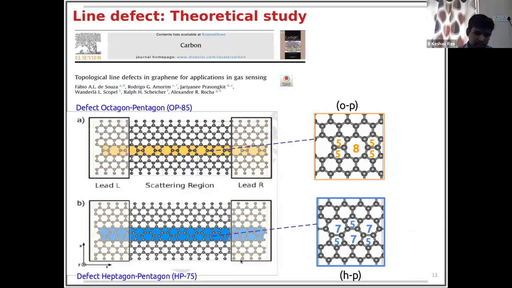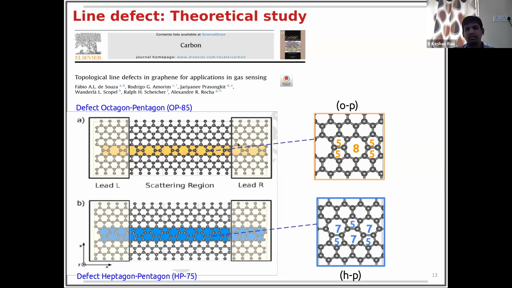So here a line defect is considered. This is called a line defect. And OP, octagonal, pentagonal. Octa means 8 sides in a ring. 8 sides in a ring are here, okay? And pentagon means 5 sides. So here a pair of pentagons and one octagon are spread and form a line defect. So this is a transport setup of that one.